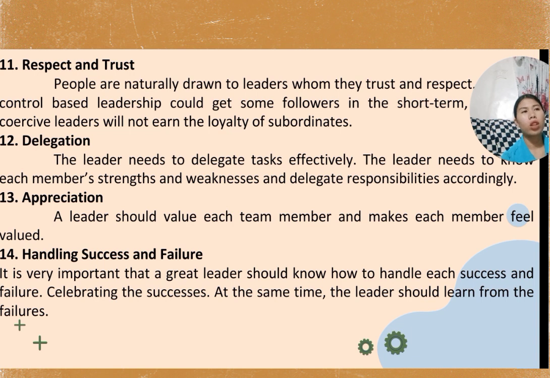So to build a loyal team, a leader must be trustworthy. If you want to be trusted, you must be loyal to your team. And if you want to be respected, you must also respect your team and also respect yourself.